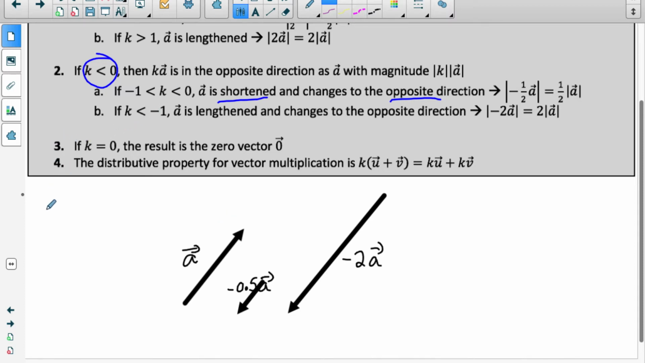Rules 3 and 4 here are fairly self-explanatory. If we multiply a vector by 0, then what we get is the 0 vector. We don't just get 0, we call it the 0 vector, so you write 0 with a vector symbol above. And the distributive property for vector multiplication is if we do a scalar times a sum of vectors, we can use the distributive property and do k times vector u plus k times vector v. So the distributive property holds true when doing scalar multiplication with vectors.